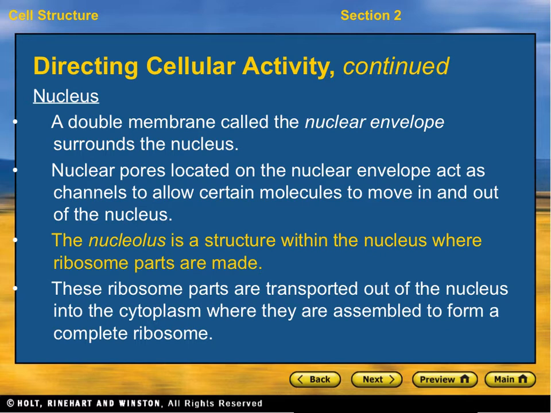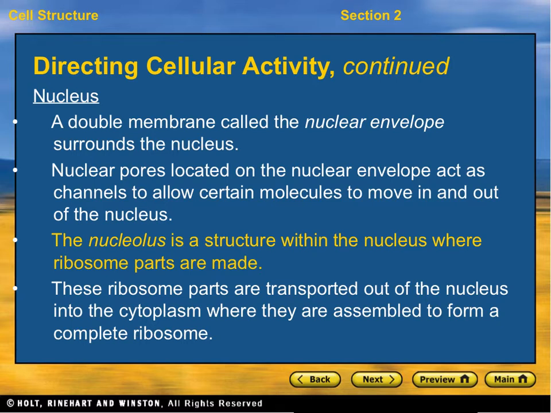So in the 7.1 video, we talked about how eukaryotic cells have a nucleus. Around the nucleus is a double membrane called the nuclear envelope, okay? And this surrounds the nucleus. And this nuclear envelope has pores located all throughout it, and these act as channels, and this is what's going to allow certain molecules to move in or out of the nucleus.